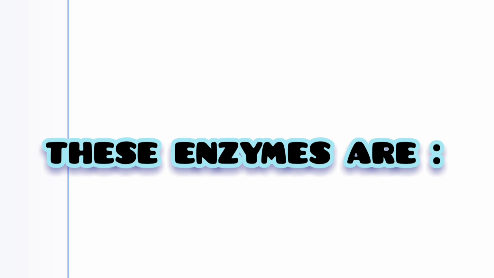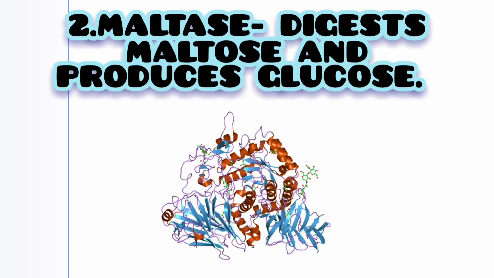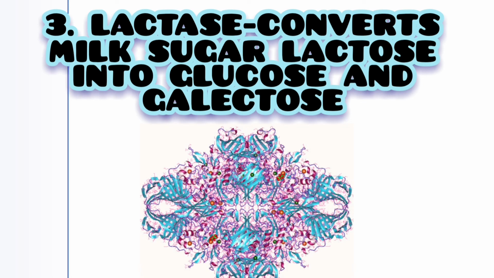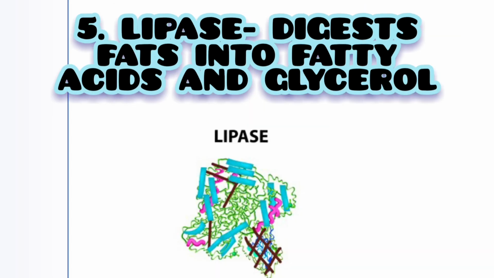These enzymes are: number 1, EREPSIN, that converts peptides into amino acids. Number 2, MALTASE, which digests maltose and produces glucose. Number 3, LACTASE, which converts milk sugar lactose into glucose and galactose. Fourth is invertase, that splits sucrose into glucose and fructose. The last enzyme is lipase, which digests fats into fatty acids and glycerol.